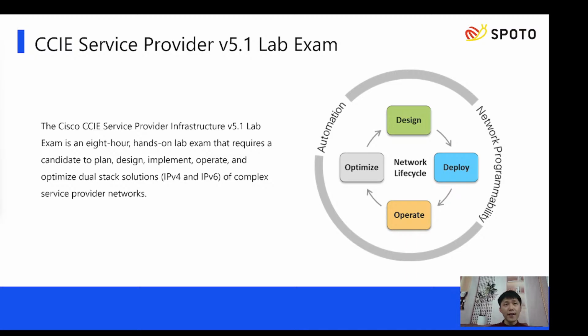So the next one is the lab exam. As long as you have passed the written exam, you will be able to take the lab exam. The lab exam is an 8-hour, hands-on exam that requires candidates to design, deploy, operate, and optimize SP network solutions. So this is a pure hands-on exam.